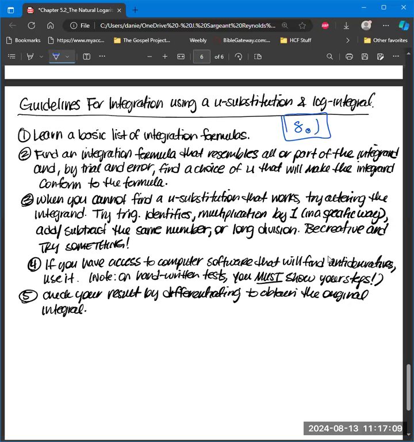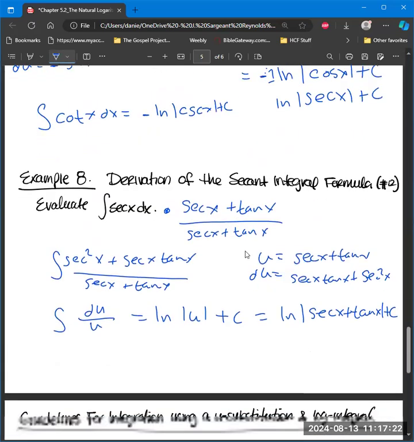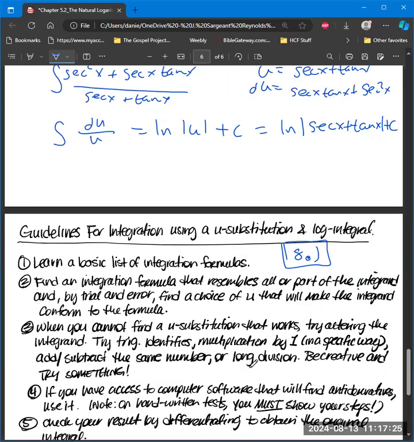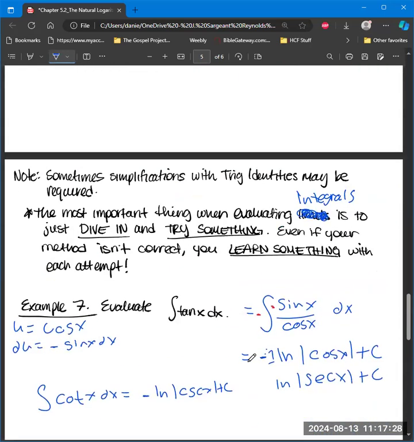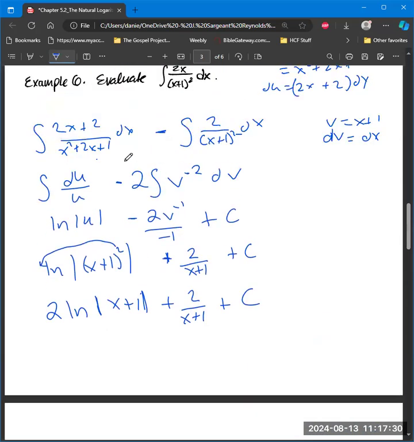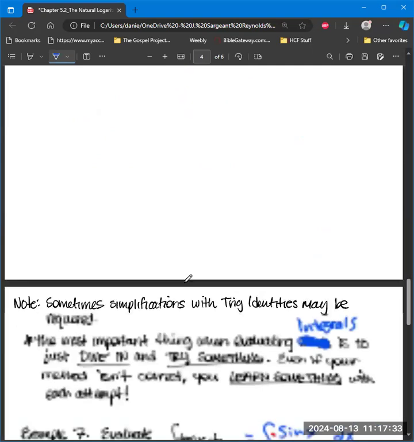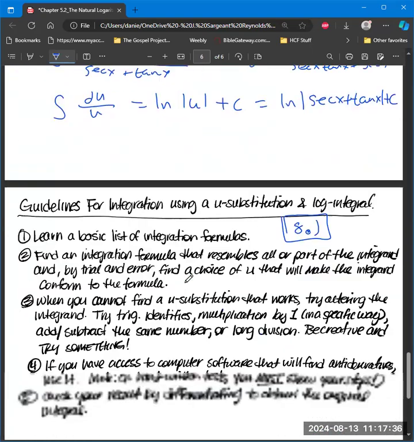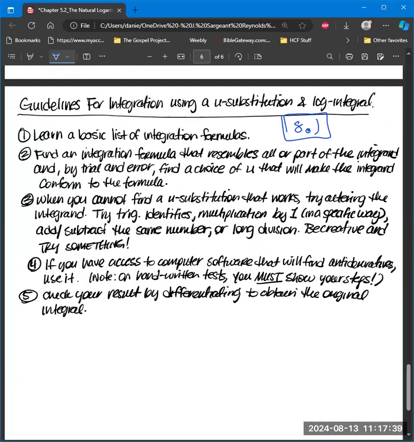When you cannot find a u substitution that works, try altering the integrand using trig identities, multiplication by 1, like we did here. That's with an integration factor. Add and subtract the same number, like we did here, where we added and subtracted 2, and so on. We've shown all these different techniques so far, and using long division. Use long division when it's an improper fraction. Just try something and be creative.